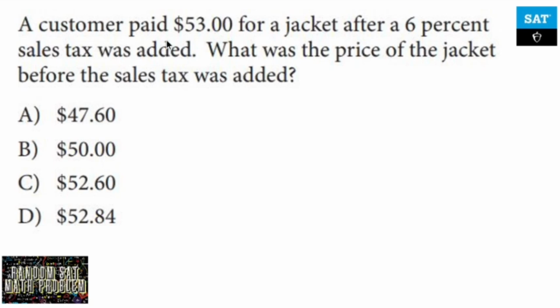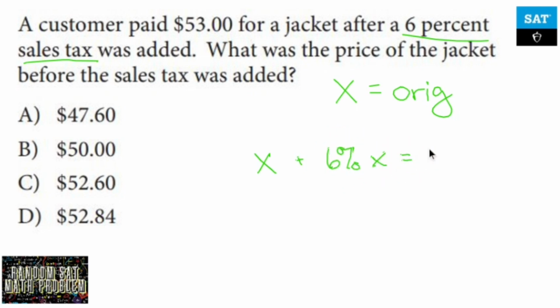A customer paid $53 for a jacket after a 6% sales tax was added. What is the price of the jacket before sales tax? Okay, so what I know is, let's let X be the original price of the jacket. If I had 6% sales tax added to that, that means not only was my jacket full cost, but I added an additional 6% and then had to pay $53 and no cents. So I'll just put 53.